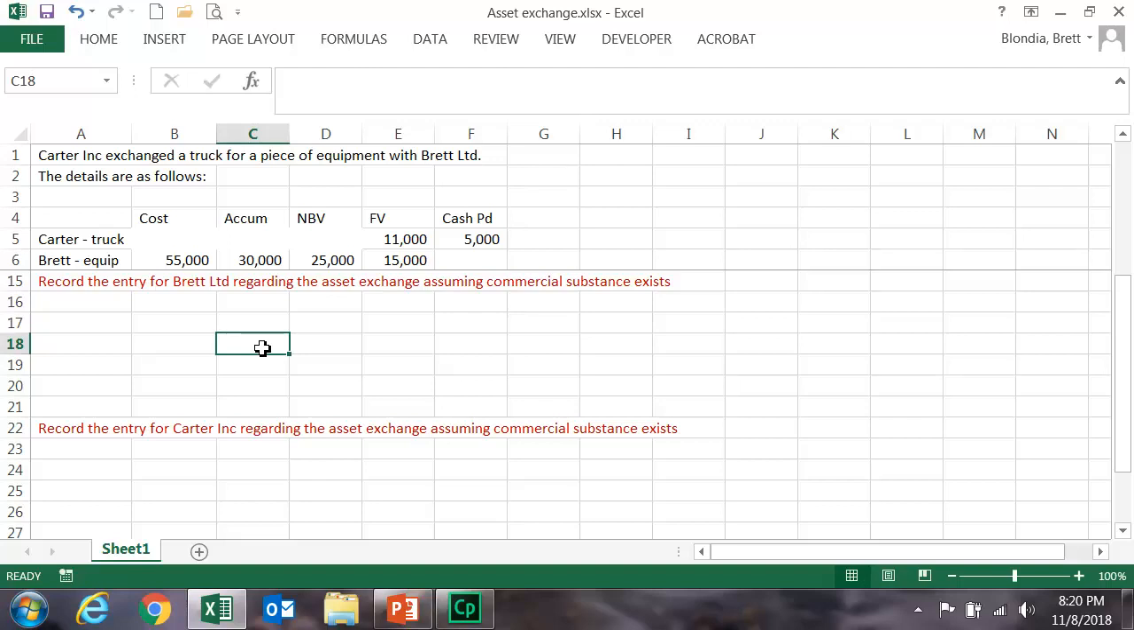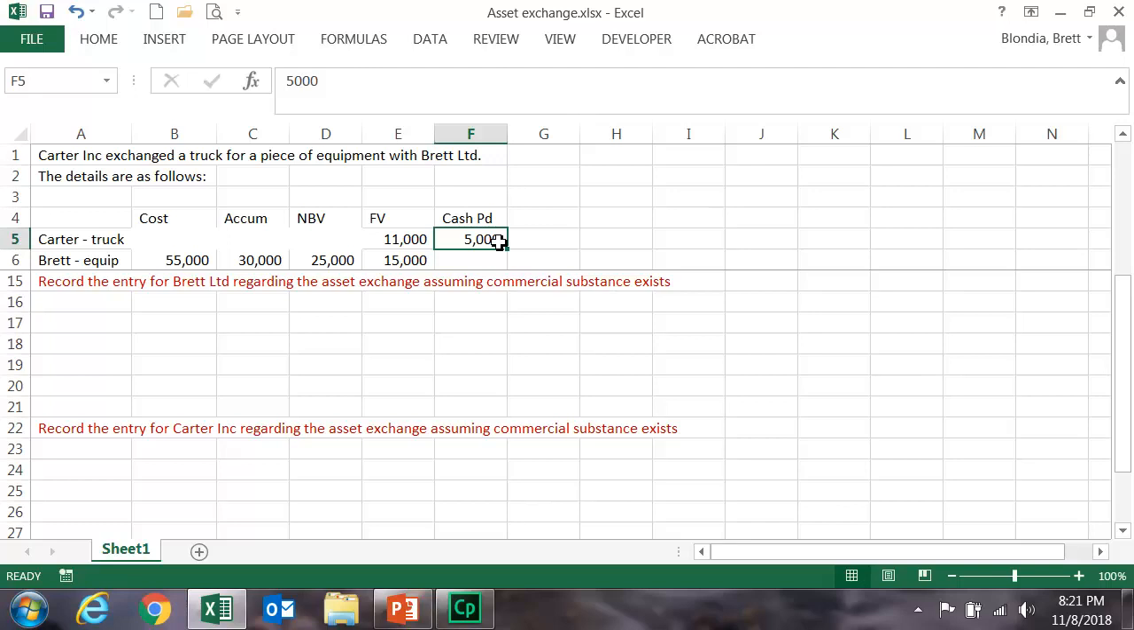I don't care what the cost and the accum was for Carter Limited for that truck. The only thing that's relevant to me when I'm exchanging for this pickup truck is what the fair value is and what the cash I received was. Okay? So again, they want us to record the exchange for Brett Limited regarding the asset exchange, assuming commercial substance exists. So here's my steps.